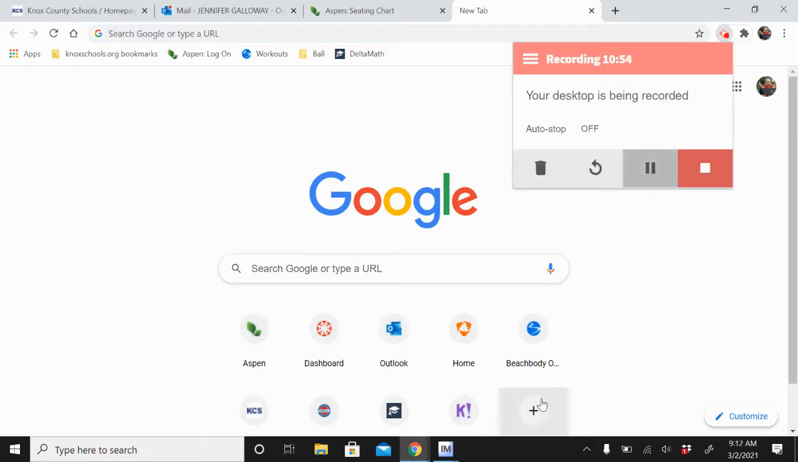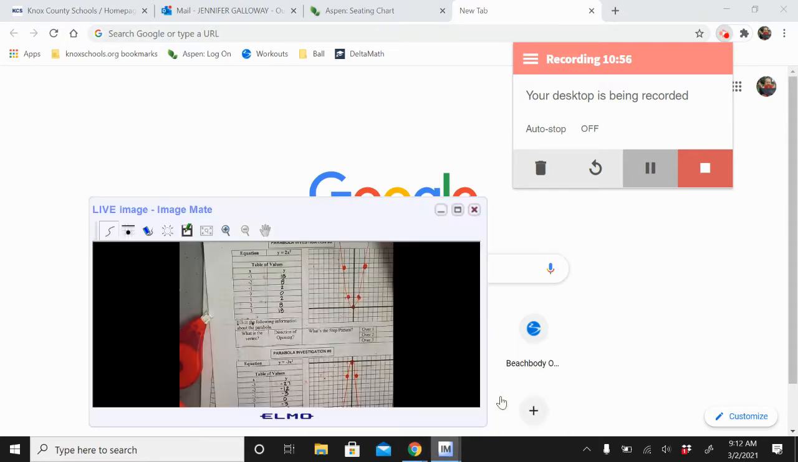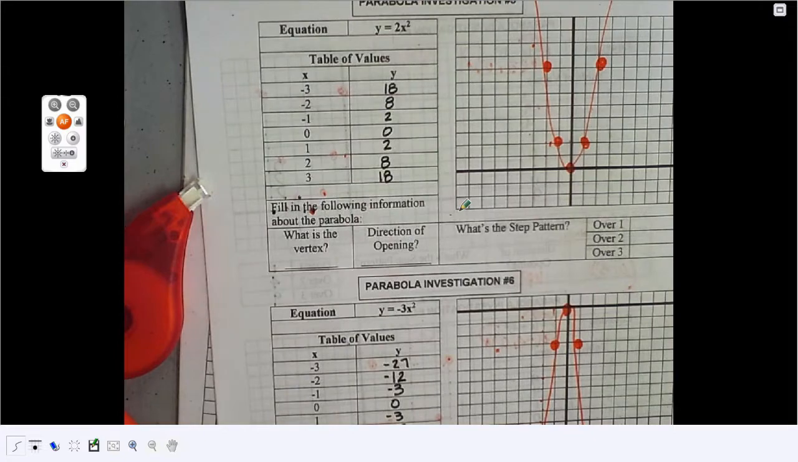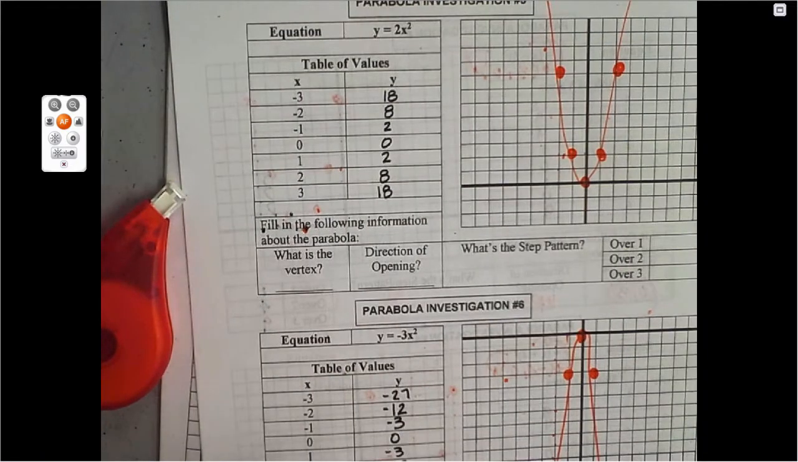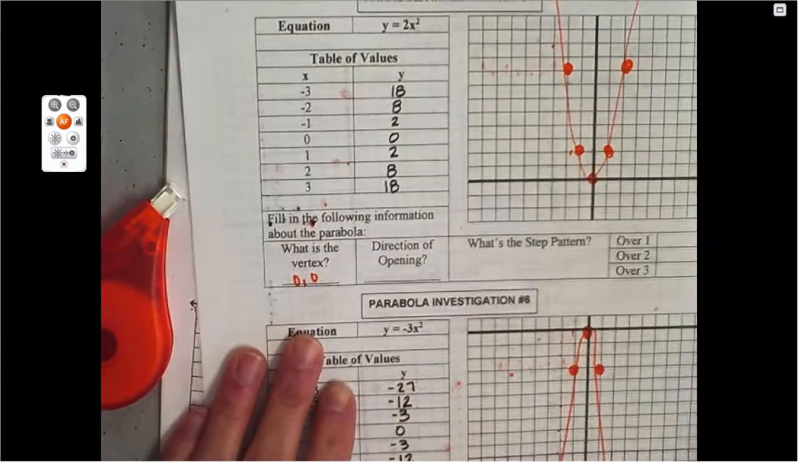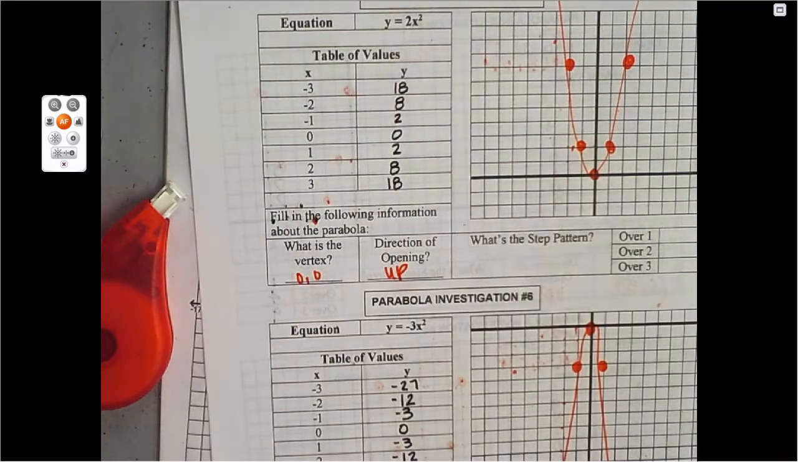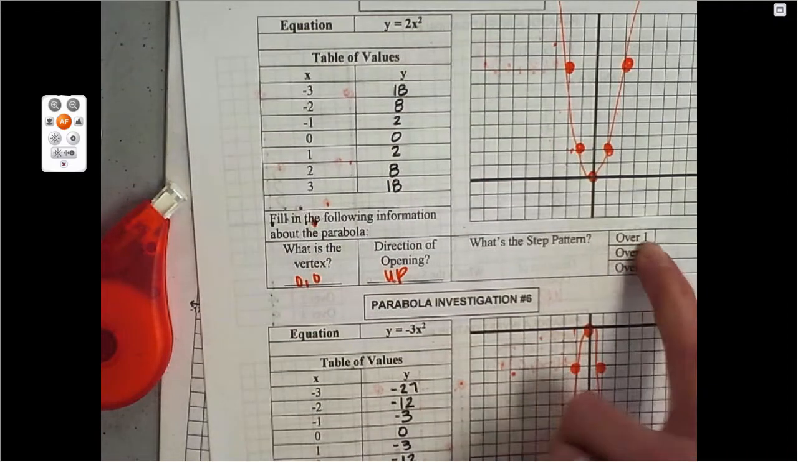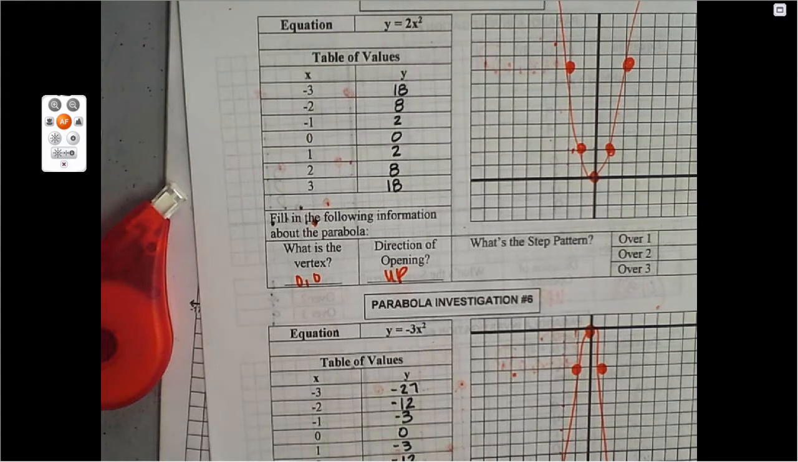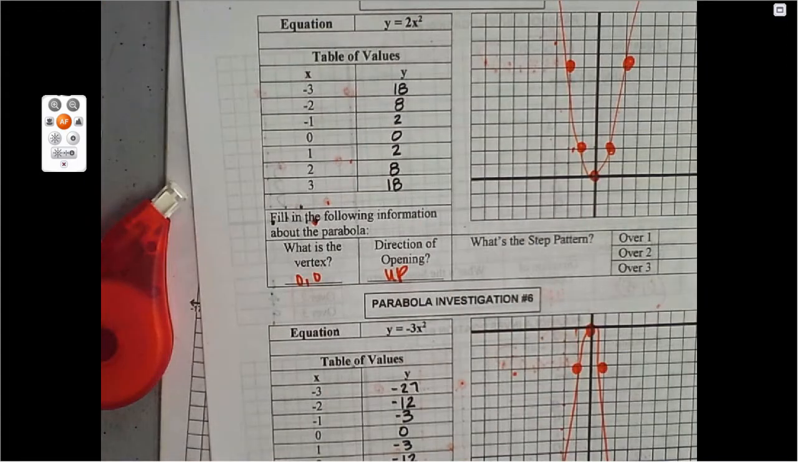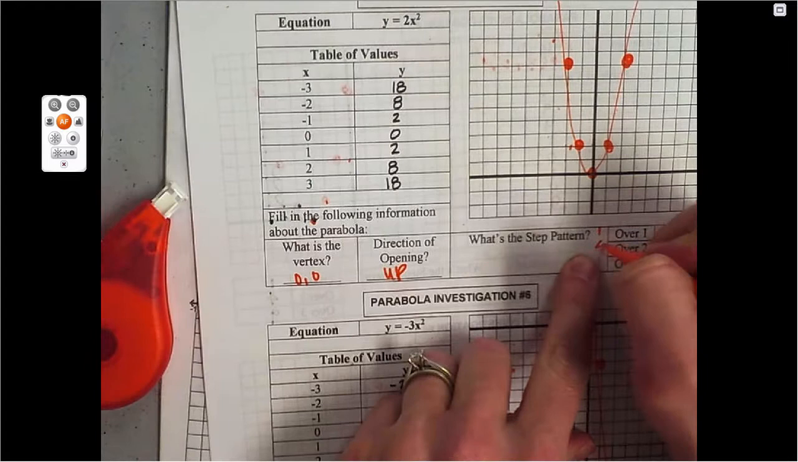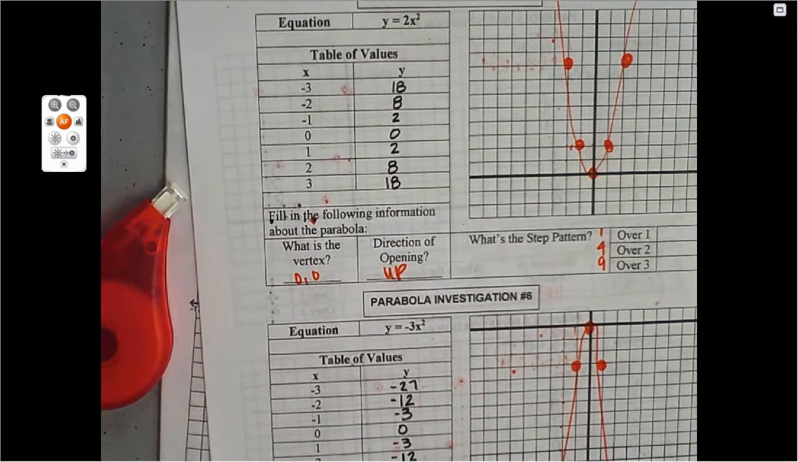Okay, anybody figure out the vertex? We shouldn't have had a problem with that. Vertex was 0, 0. Opening obviously is up. Okay, step pattern. The original step pattern is 1, 4, 9. That is the OG step pattern. That is the original, but this one changed. What did this change to? To 2, 8, 18.